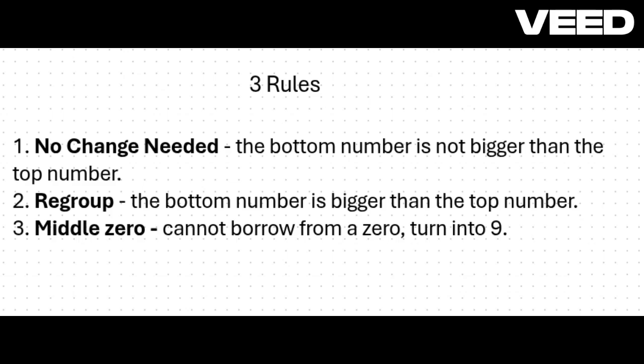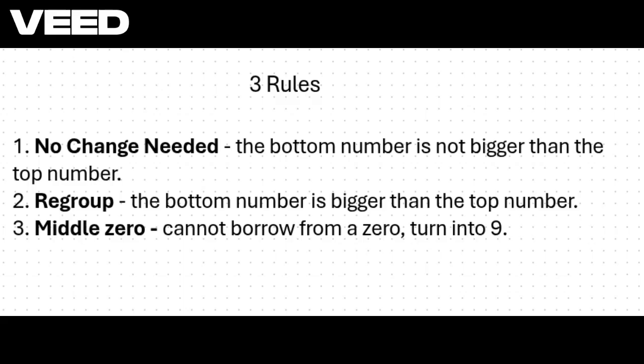Just to make sure we understand borrowing, regrouping, and subtraction across zeros, which means we're subtracting when there's a lot of zeros in a number, let's go ahead and make some rules. There are three rules when doing subtraction, and let's list all of those three rules.